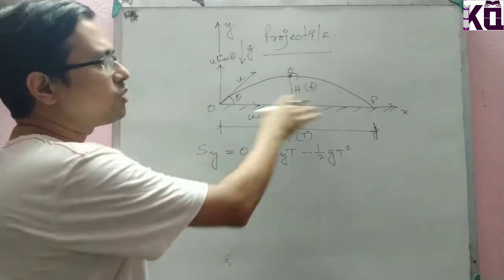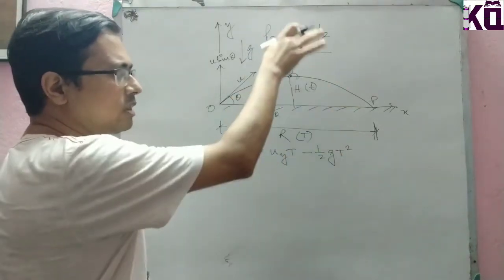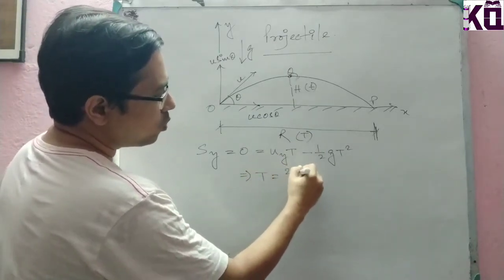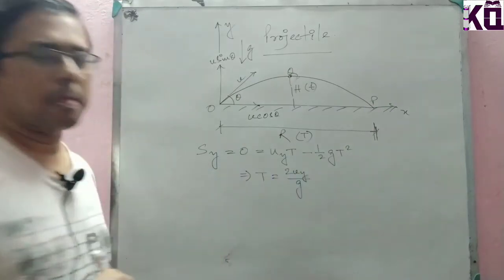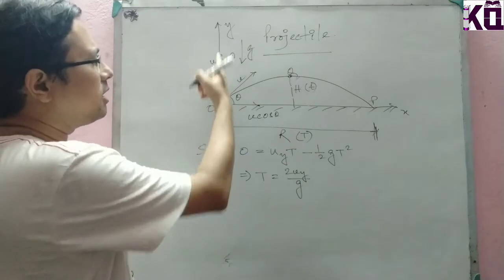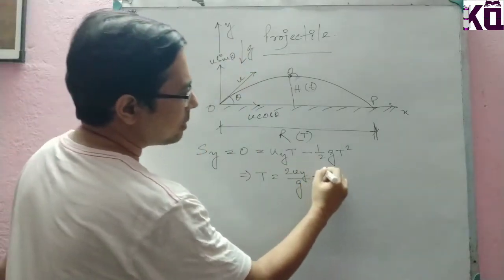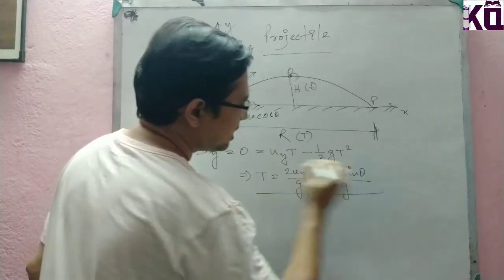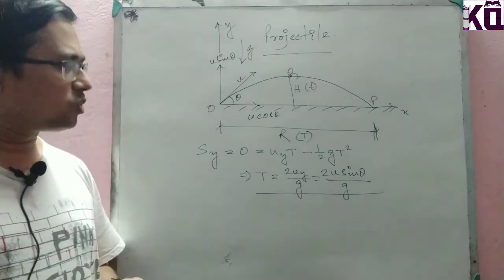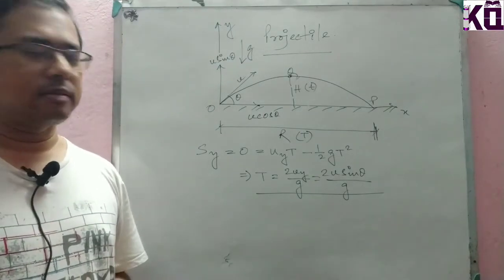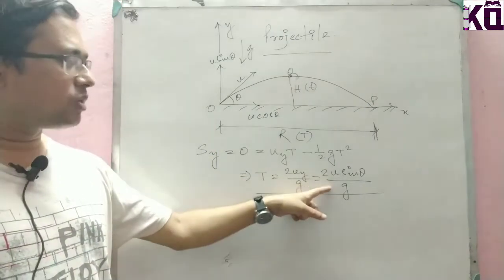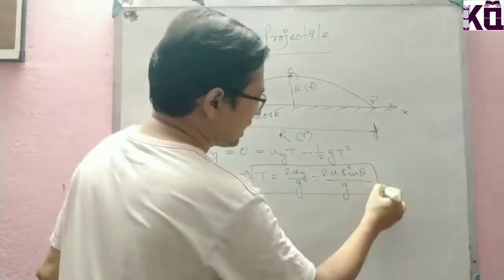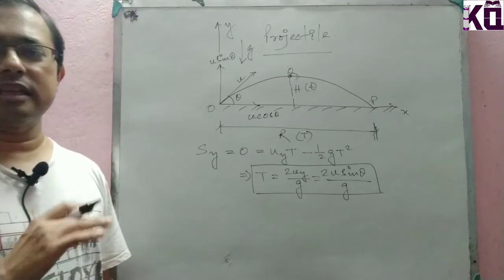So if Sy is equal to 0 after a certain time T, there is no displacement, so we can say T is equal to 2uy by g. And what is uy? The initial velocity in y direction is u sine theta, so we can replace it: capital T becomes 2u sine theta by g. Clear? So we have to remember this: capital T is equal to 2u sine theta by g, the value of the time of flight in projectile motion.